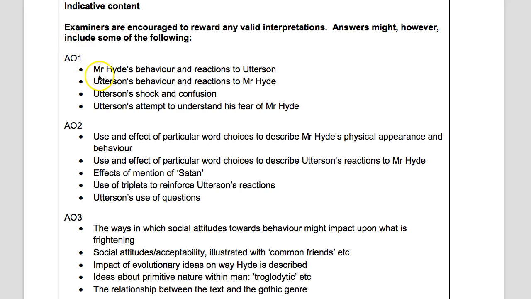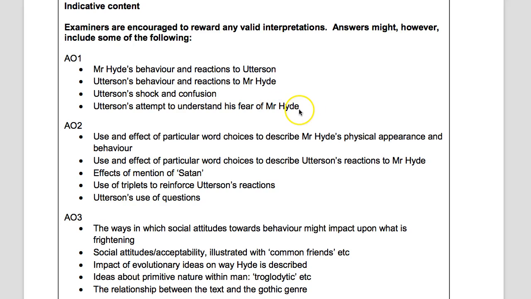So let's just go through. Have I written about Hyde's behaviour to Utterson? Yes. Utterson's behaviour to Hyde? Yes. Utterson's shock and confusion? Certainly his shock. I ignored the confusion. Utterson's attempt to understand his fear of Hyde?